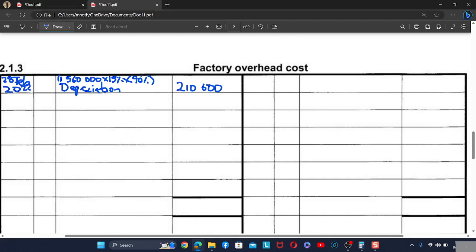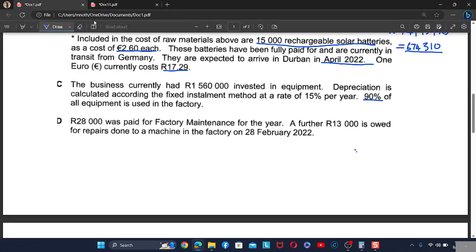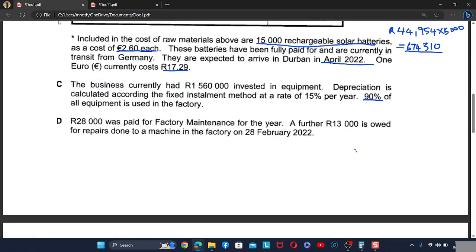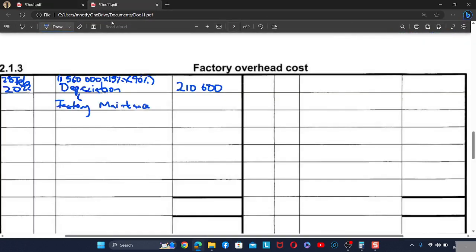Now let's continue. Letter D: 28,000 was paid for the factory maintenance. Let's come here. So the factory maintenance is 28,000.